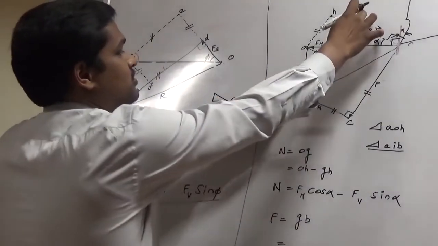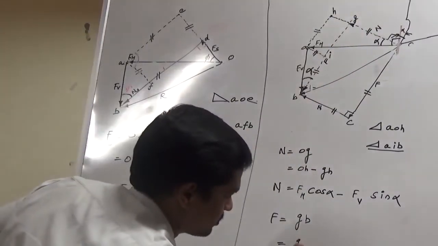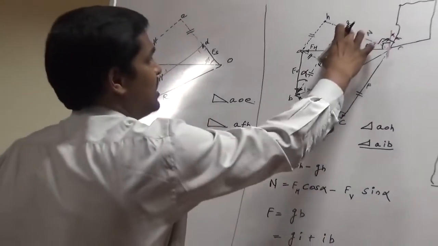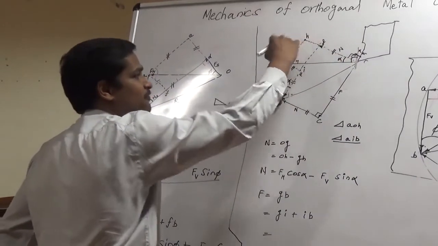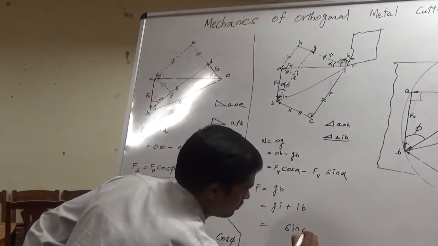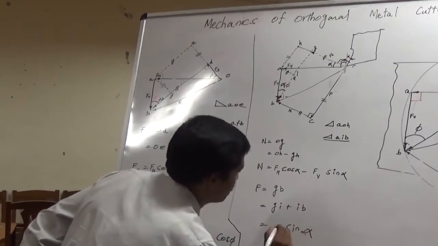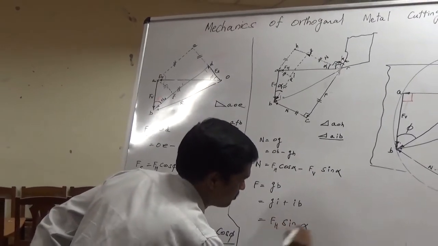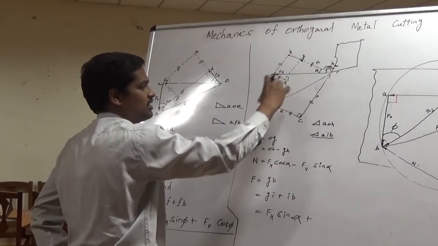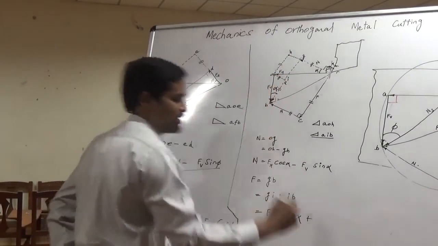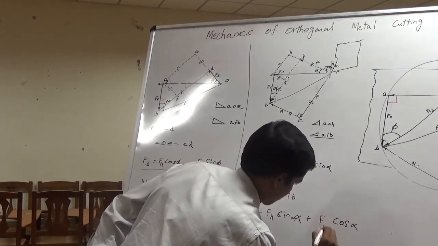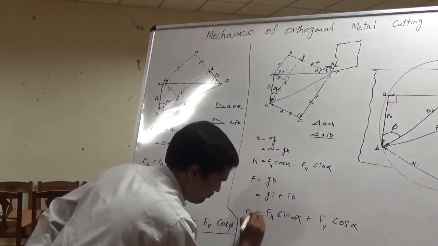F value is the entire length GB, so GB is equal to GI plus IB. GI is equal to HA, again first triangle, its opposite side, so sin alpha, FH sin alpha plus IB is here, IB, directly I can relate with the adjacent side cos alpha, so FV cos alpha. So F.